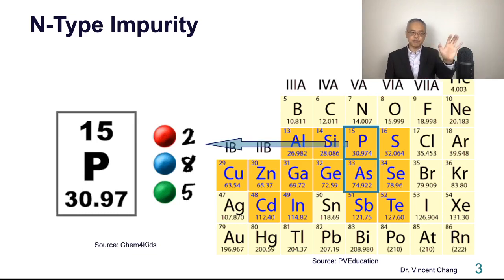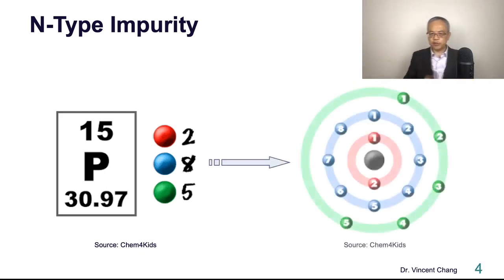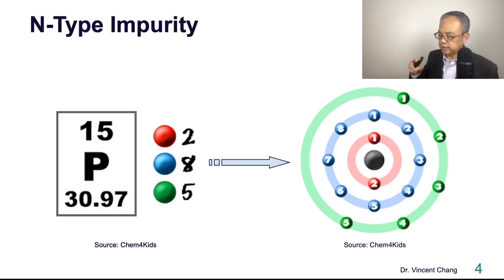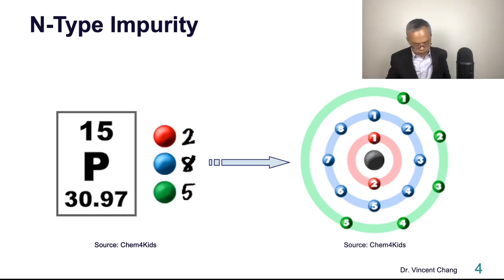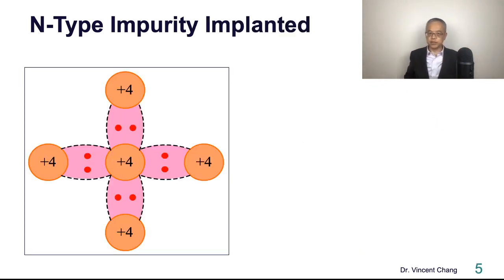For example, phosphorus has atomic number 15. So 15 equals 2 plus 8 plus 5. First orbit, 2. The second orbit, 8. The outer orbit, there are 5. The 5 valence electrons. 1, 2, 3, 4, 5.